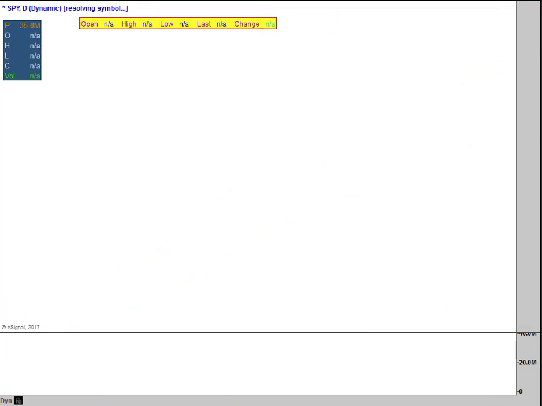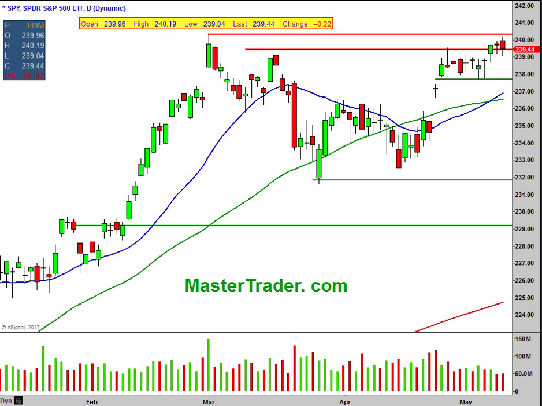Now, the Qs are going it alone for the most part. Spiders are stalled here at resistance. Maybe they continue tomorrow or they break down, but here's our reference point of support to follow.